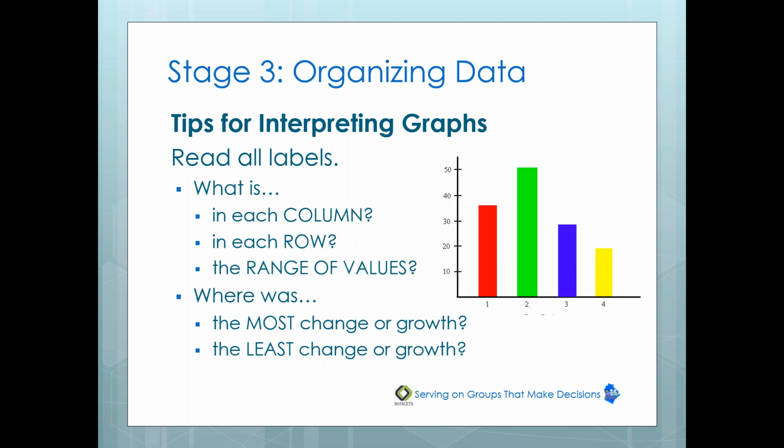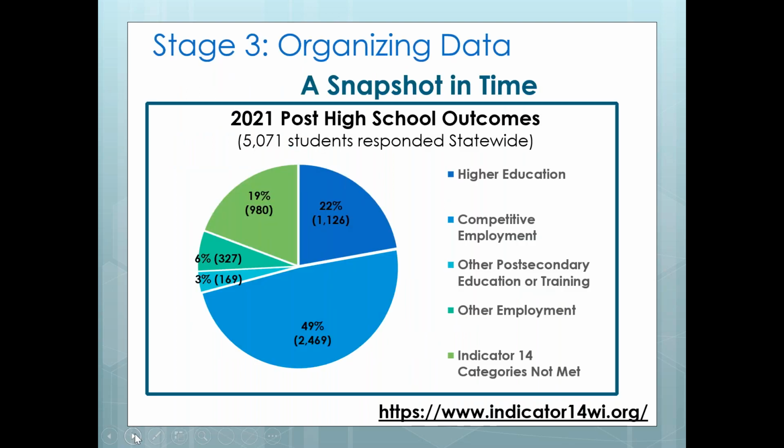Do the lines have positive or negative slopes? Negative would be if those columns went below the line there, like if the red line went underneath the line instead of up. And then, where was the most change or growth and where was the least? And always ask for help interpreting a graph if you don't totally understand it. It's really important.